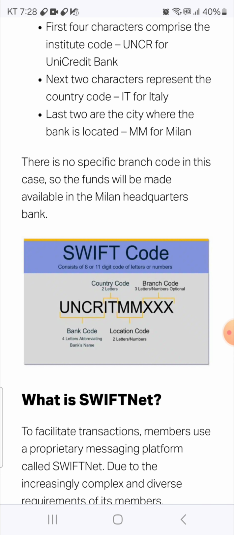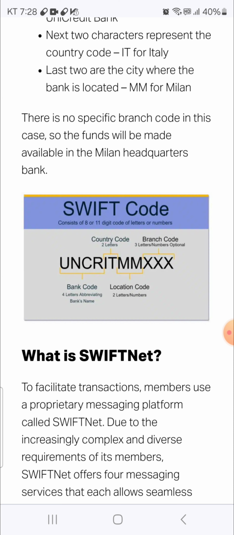SWIFT code, UNCRITMM. Country code, two letters. Branch code, three letters, numbers optional. Bank code, four letters, abbreviating the bank's name. Location code, two letters and numbers.